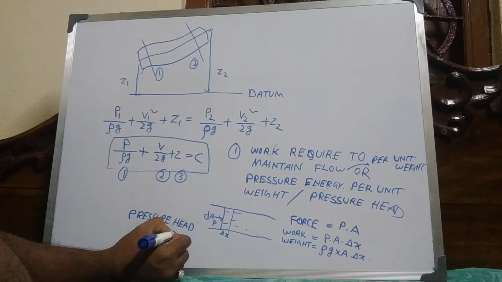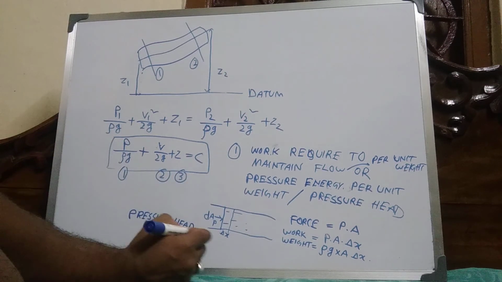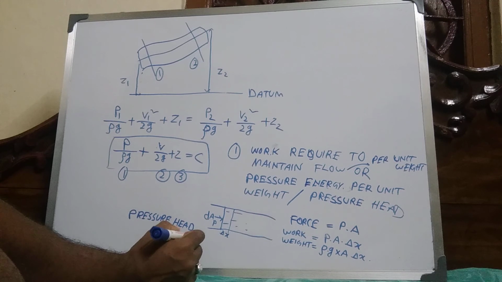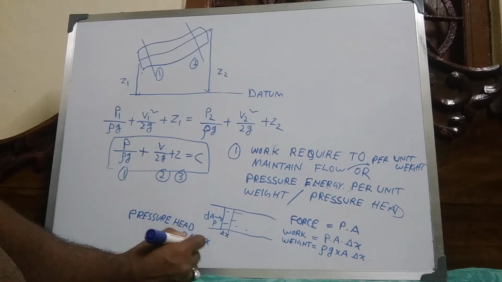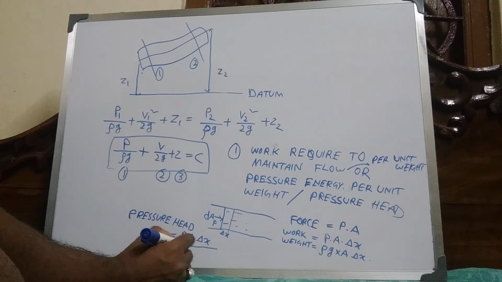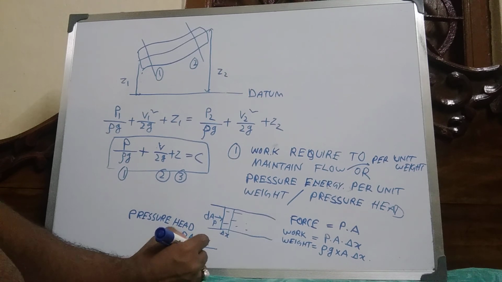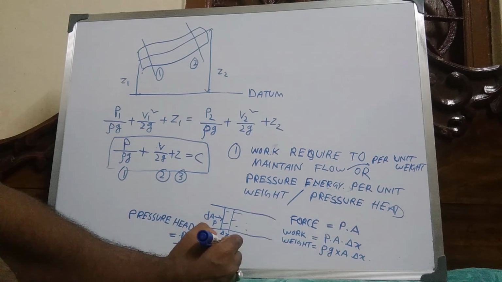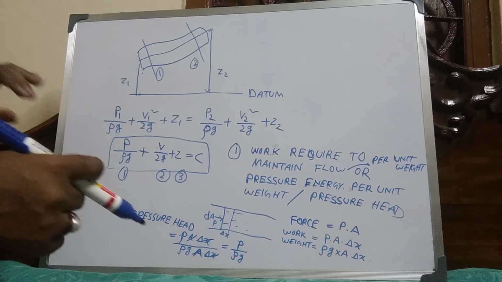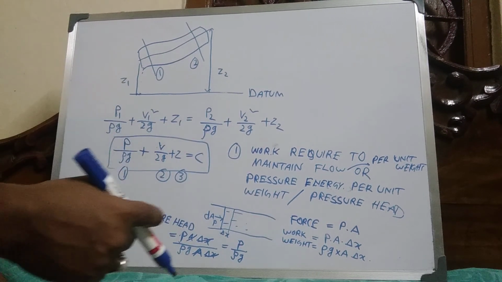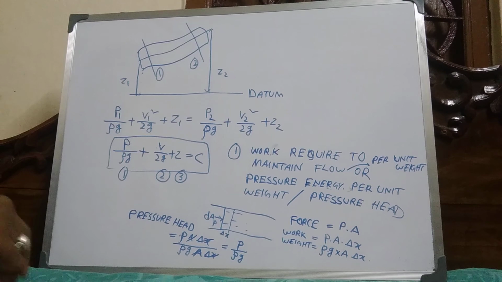Pressure head equal to work done divided by weight. So work done is P into A into delta x, divided by weight rho g A into delta x. So delta x and A cancel. So pressure head equal to P by rho g. Understand? This is the pressure head.